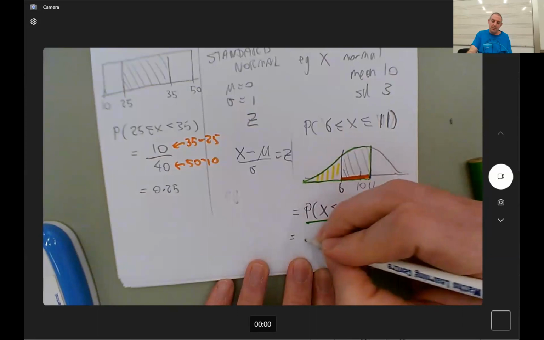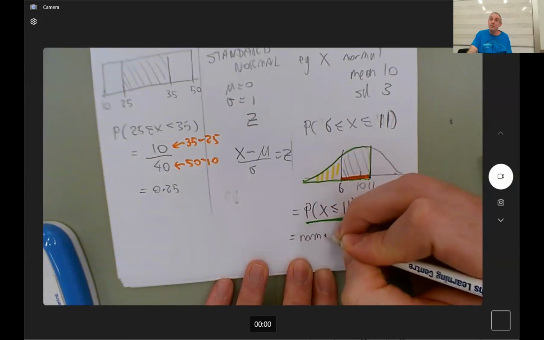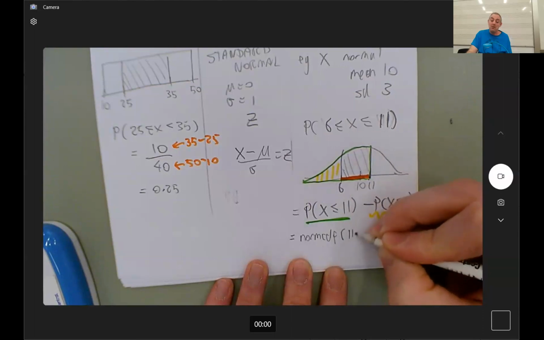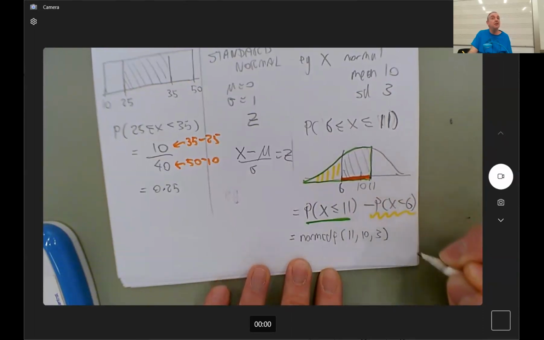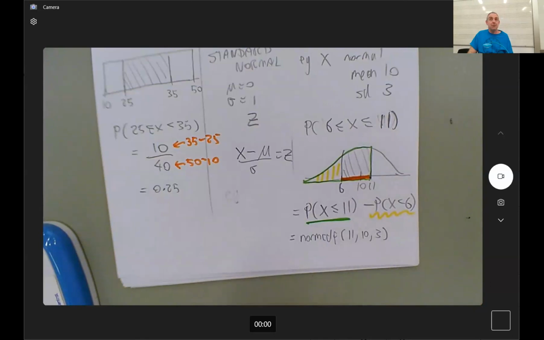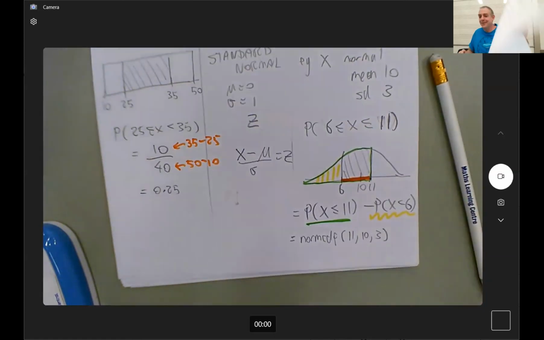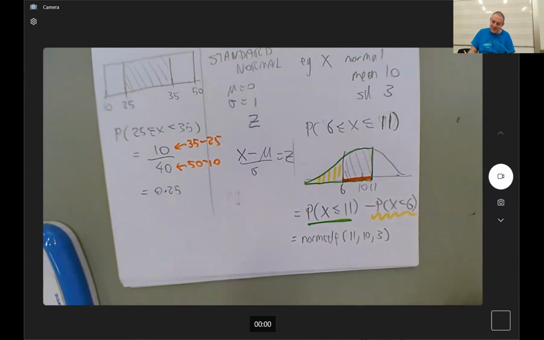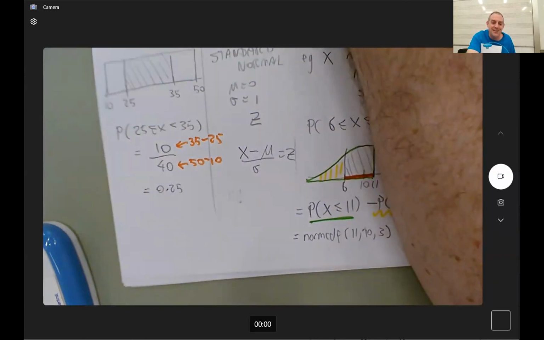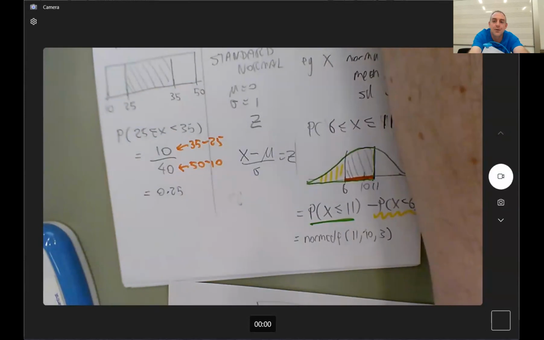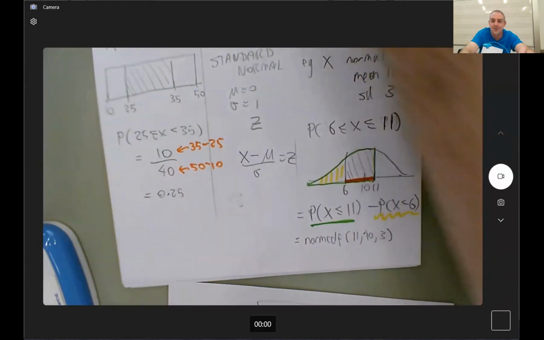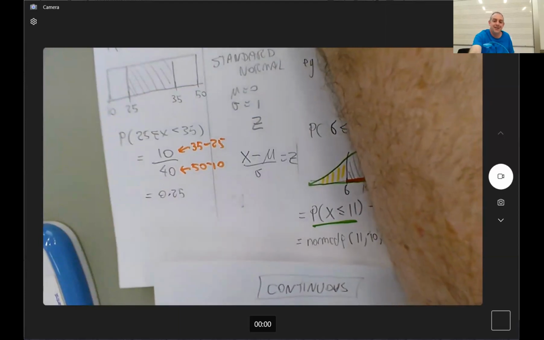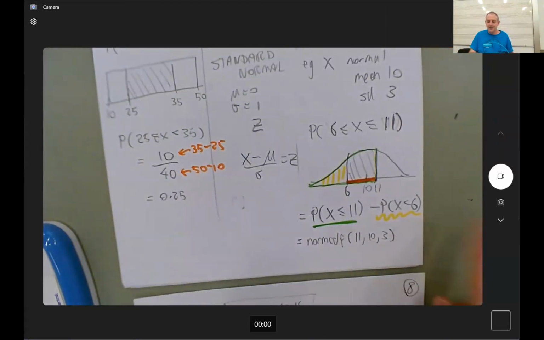And so that with MATLAB would be normcdf(11, 10, 3). I could be wrong about the 3. They might want a 9 there. I'm almost certain it's a 3, but I will have to look that up. That's bad form if I don't look it up. Just a second. Yes, okay, cool. I was right. It is the standard deviation.